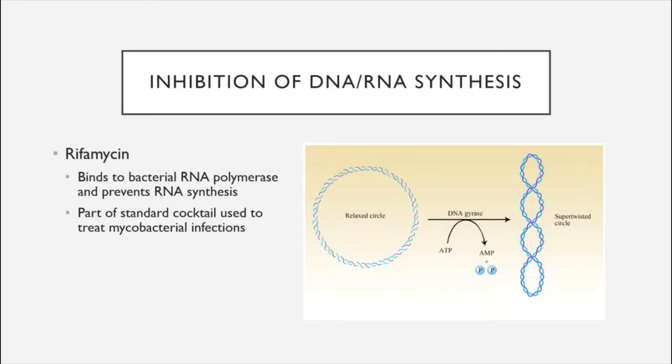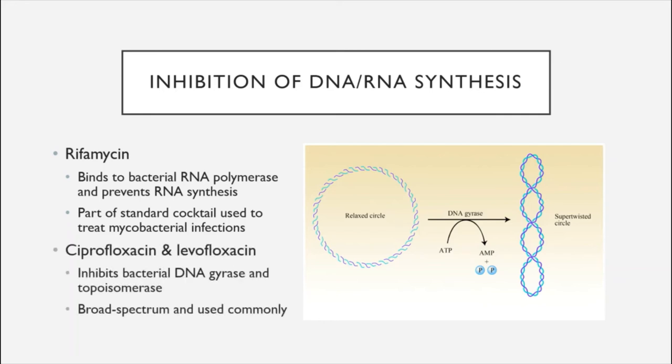The third category of antibiotics are ones that inhibit nucleic acid synthesis, or in other words, synthesis of DNA and or RNA. Rifamycin is one of these drugs, and the way that it works is by binding to the bacterial RNA polymerase enzyme. The RNA polymerase enzyme found in bacteria has a different structure than the RNA polymerase enzyme found in our cells. And in this way, the drug is selectively toxic and can inhibit the synthesis of RNA. This drug is most often used as part of the standard cocktail used to treat mycobacterial infections, along with one of the mycolic acid inhibitors that we saw previously.